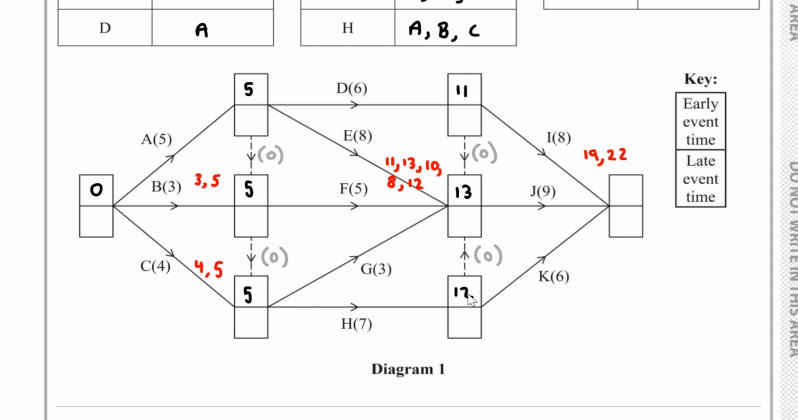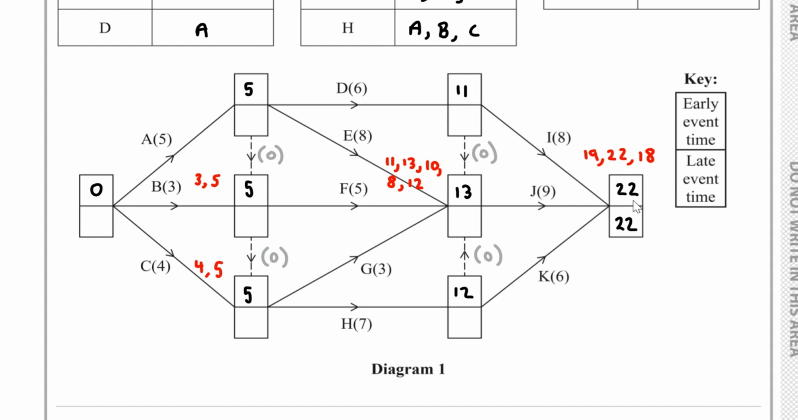We've also got the 12 plus the 6, which is 18. And therefore, the largest one, that will be 22. Now for the late event time for this box at the sync node, we would also have 22. And now we need to work out the backward pass.